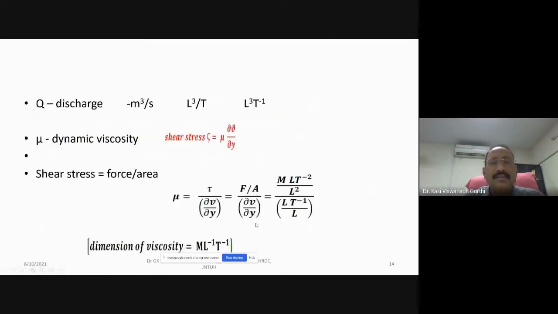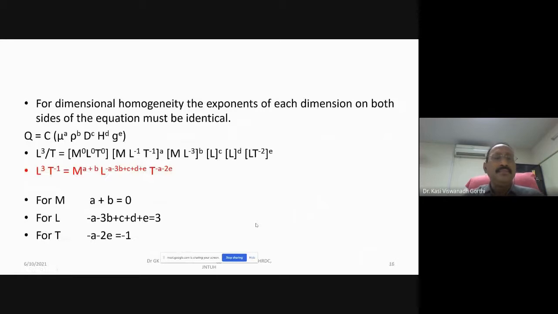Now you need to club all the parameters or the powers of the same terms. For dimensional homogeneity, the exponents of each dimension on both sides of the equation must be identical.